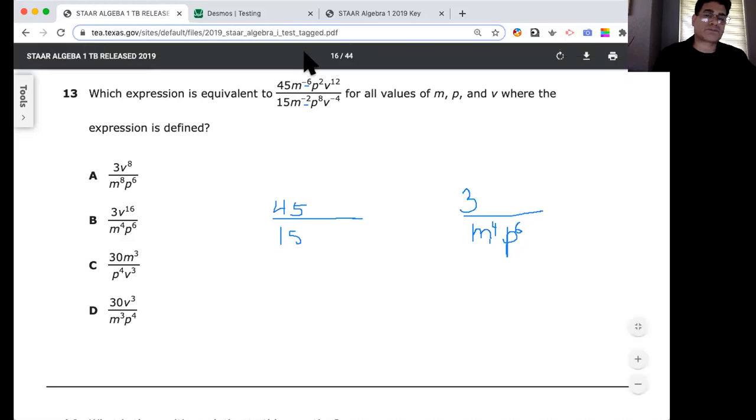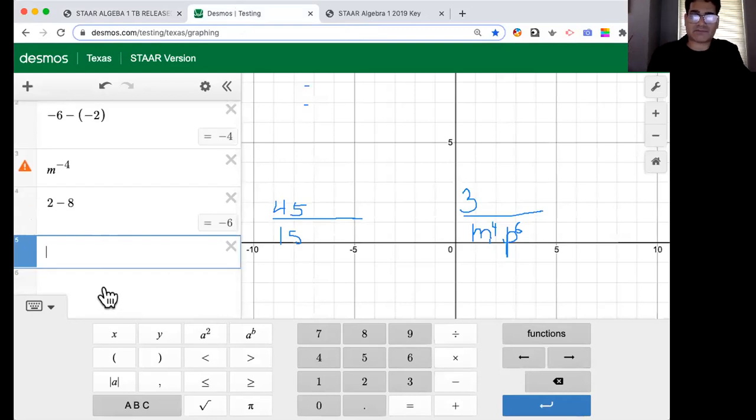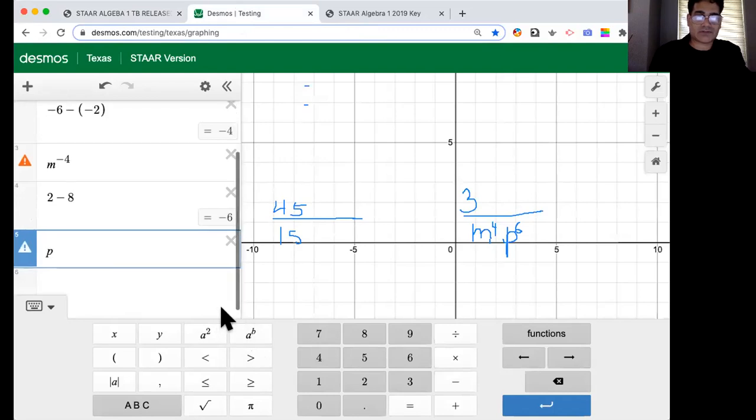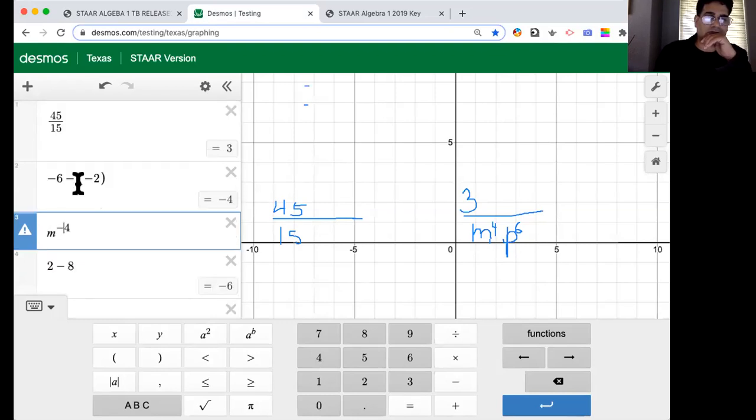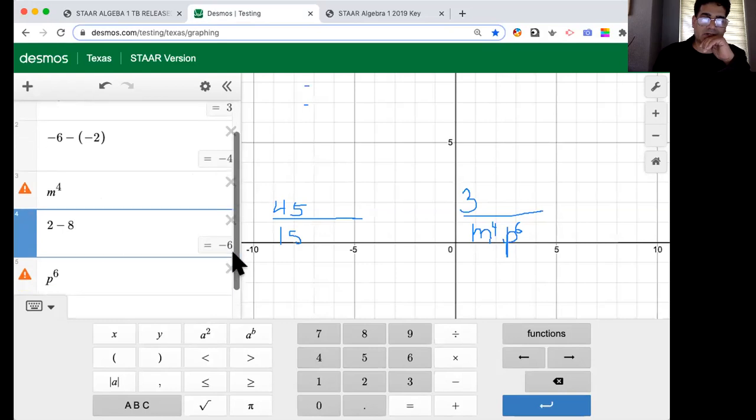Okay, so back to Desmos. We have our M's, and we have our P to the 6th, right? And that's actually -6, right? Yeah, and let's not get confusing. Let's get these off of there. It's going to look like that, M to the 4, because it's at the bottom. Then a P to the 6, because it's at the bottom.